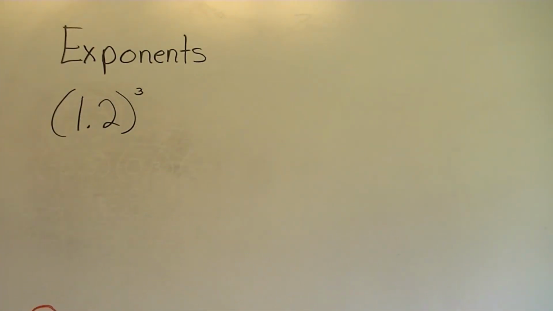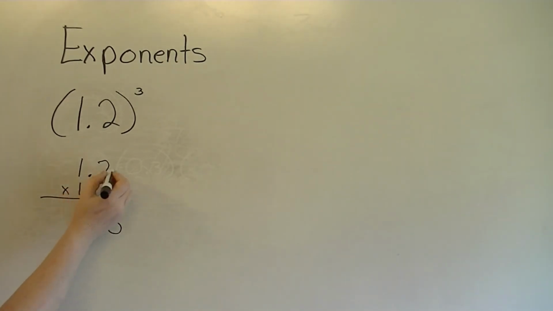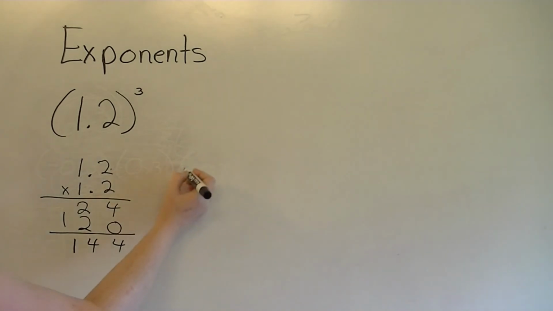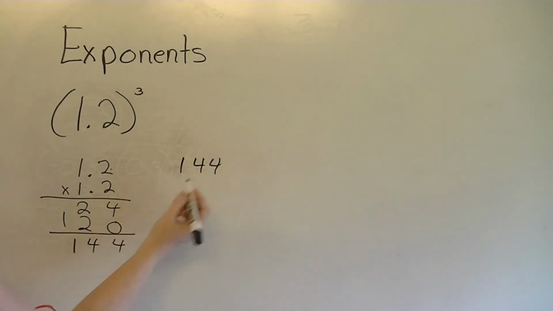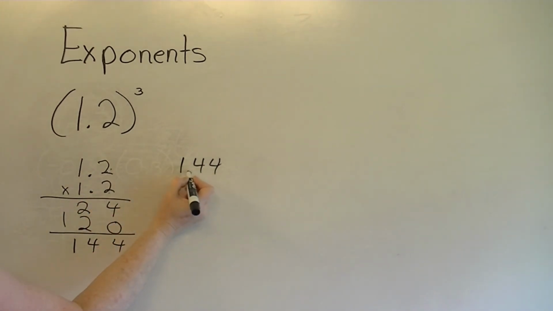Let's try one more. Alright, now we have 1.2 cubed. And I don't have a fast way to do this one. So first I'm going to start by multiplying 2 of them. So 2 times 2 is 4, and 2 times 1 is 2. Put my 0 placer there. 1 times 2 is 2, and 1 times 1 is 1. I'm going to add those. It's like 12 times 12 is 144. And then again, I have 2 digits on the right side of the decimal, so that means 2 spaces over.